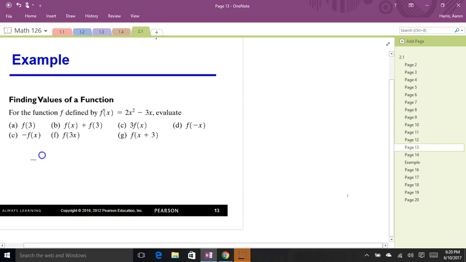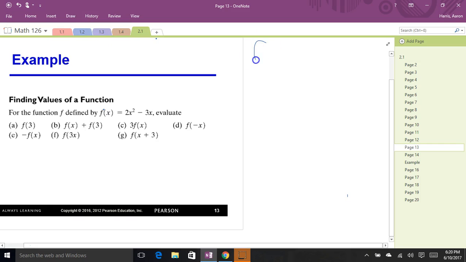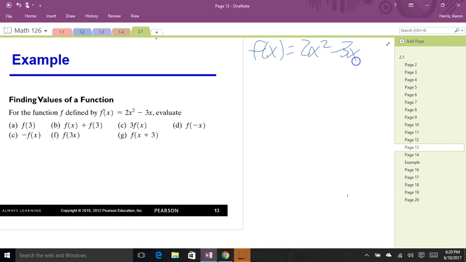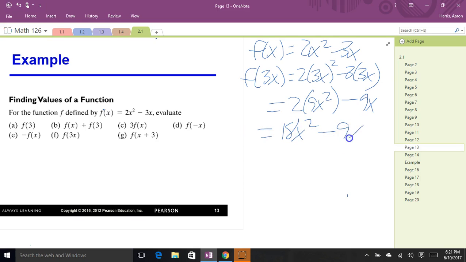Let's do f of 3x now. F of 3x. Now we're just going to throw in 3x for x. Well, we've got 2 times 9x squared minus 9x. We've got 18x squared minus 9x. And there's f of 3x.